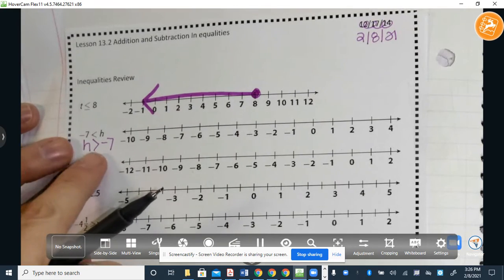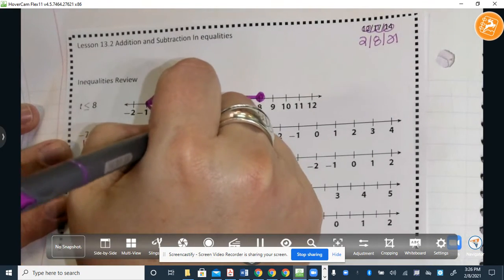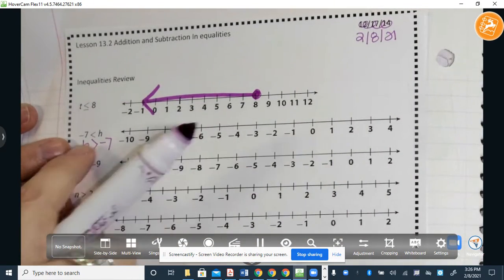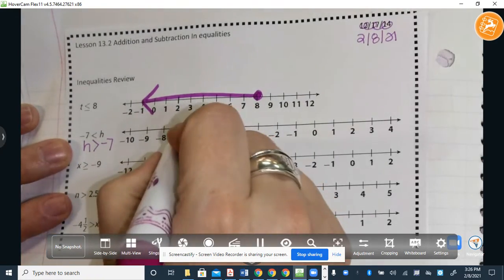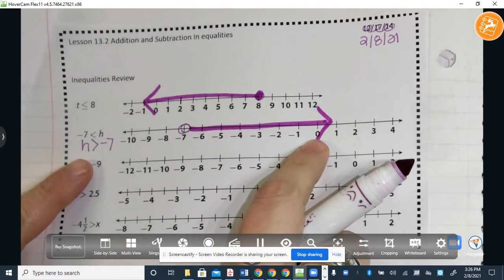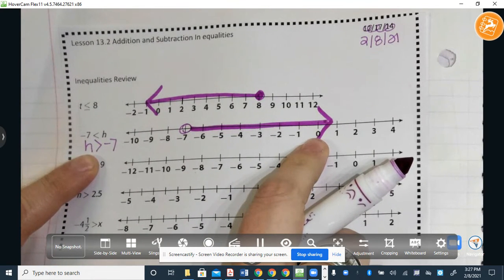All right, again, I'm going to find where -7 is on my number line. I'm going to put a circle. I'm not going to shade it in because it's not equal to it. And I'm looking for all numbers greater than -7. So greater, I'm going to go to the right and looking at my arrowhead and my inequality symbol, they look very much the same. They're going in the same direction.